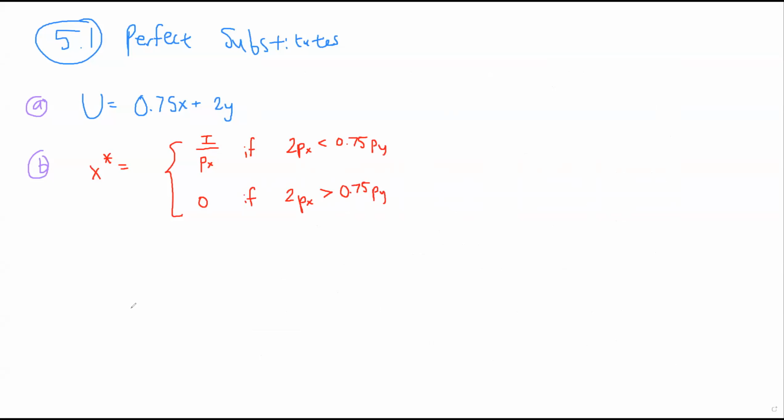Do they want just for X, or do they want it also for Y? Let's see. Oh, just for X. And they want it in terms of PX and PY. Yeah, we've done it. So this is what they want. Let's see what the answer key said.